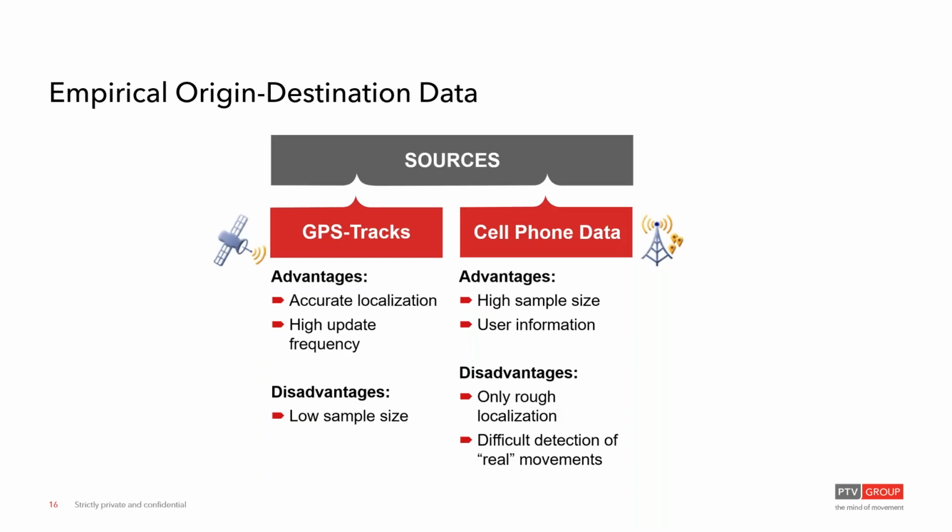But the disadvantages are also there, and we have to mention them. There's only a very rough localization of the phones, because we only see them in the cells and not on the road directly. And it's difficult to really detect movements. We only see that the phone has appeared here, and the next time it has appeared somewhere else. And we have to find out where people have really been moving, so which road and so on. So this is not so easy.